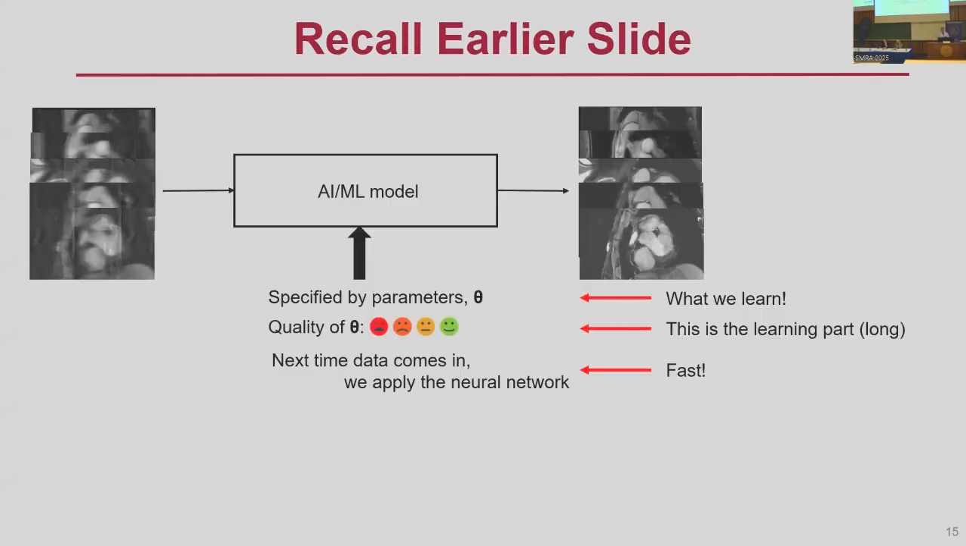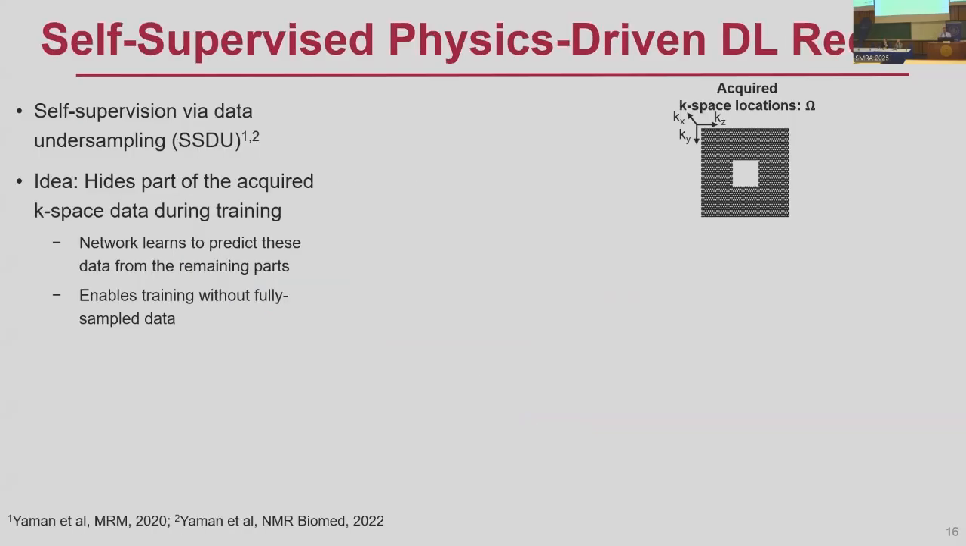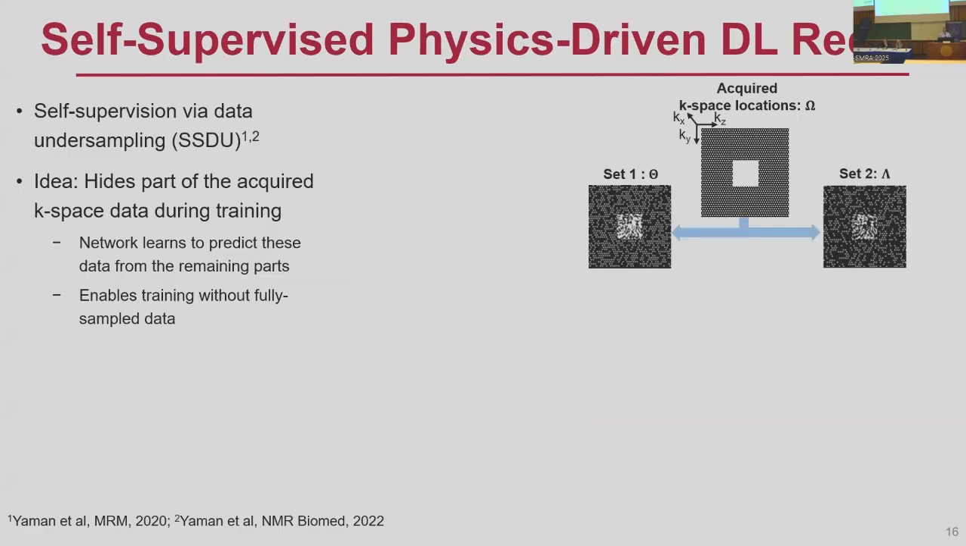The other thing that goes into this, and again, this was covered in the last talk, is a learning task, right? How do you go from the input to the output? What kind of loss function you want to get? What kind of data you need to be able to do this? And one thing to note is we don't really have access to fully sampled data in most cases. The one work that we did was what we call self-supervised learning. And the main idea is we take our undersampled k-space and we undersample it further. So we break it into two separate sets. And one set, the set that's given by theta, is what we show to the network. And then the other set we keep hidden from the network. And the network learns to predict the lambda set from the theta set.